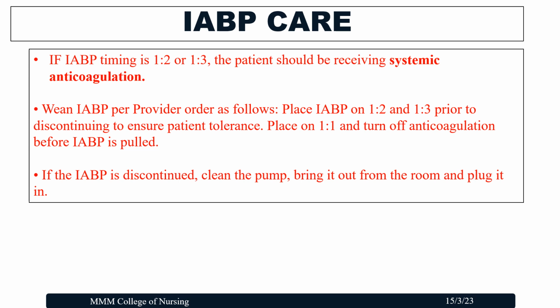So if IABP timing is 1 is to 2 or 1 is to 3, the patient should be receiving systemic anticoagulation. Wean IABP as per the doctor's order. Before weaning, we should place the IABP on 1 is to 2 and 1 is to 3 prior to discontinuing to ensure patient tolerance. If the patient is tolerating, then place the trigger on 1 is to 1 and turn off the anticoagulation before the IABP is pulled. If the IABP is discontinued, clean the pump, bring it out of the room and plug it in.